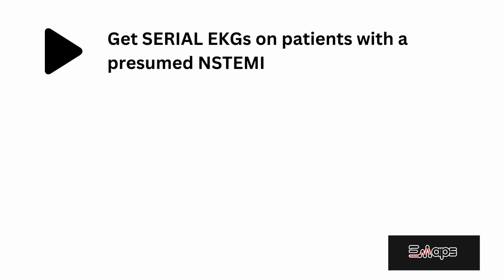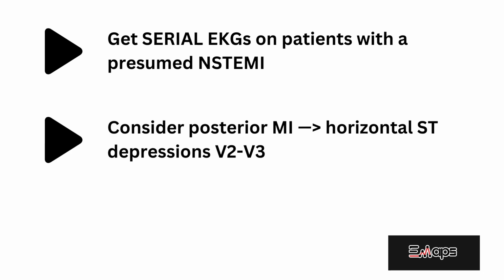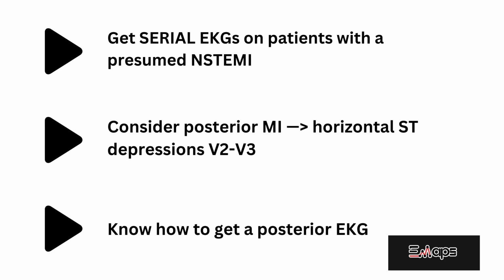So the bottom line is, always get serial EKGs on patients with a presumed NSTEMI. Consider a posterior MI when you see these horizontal ST segment depressions in V2 and V3. And lastly, know how to get a posterior EKG, because not all nurses know how to place posterior leads.